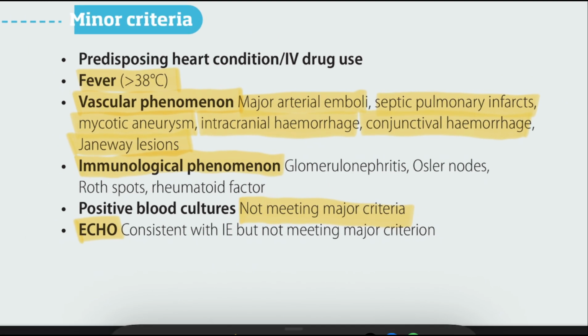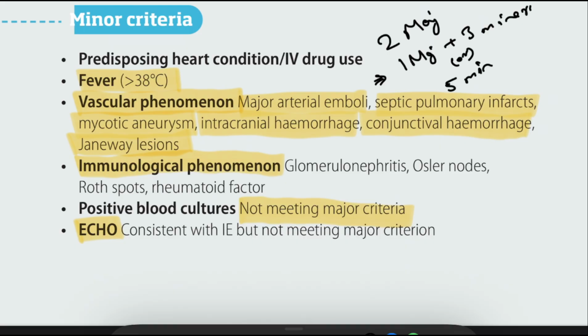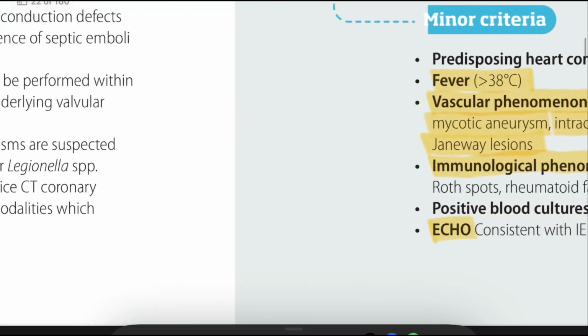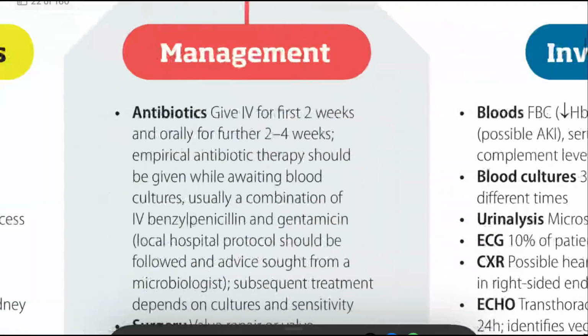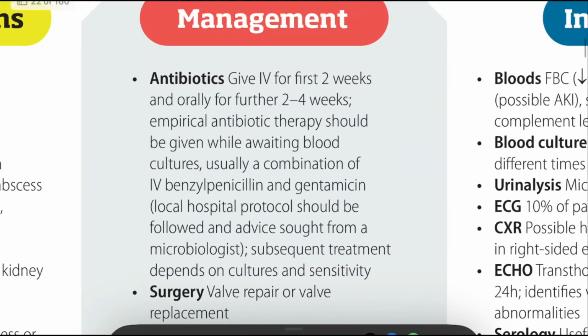Okay, so in diagnosis, definite infective endocarditis requires two major criteria, or one major criterion plus 3 minor criteria, or 5 minor criteria. So if the patient has 2 major criteria, or 1 major criterion with 3 minor criteria, or 5 minor criteria, then you have to suspect the patient has infective endocarditis.